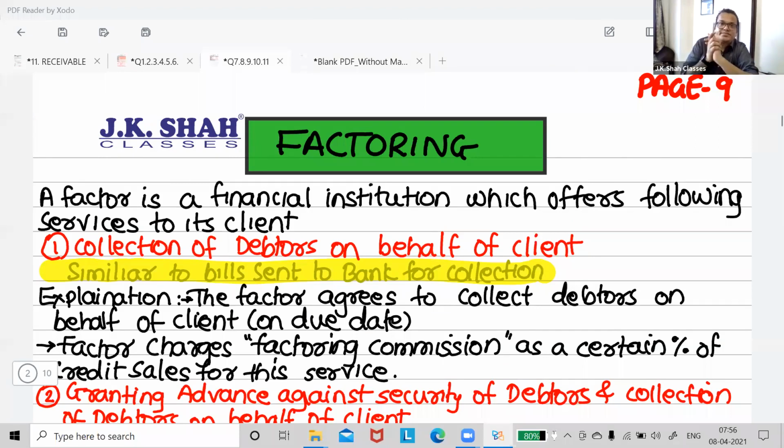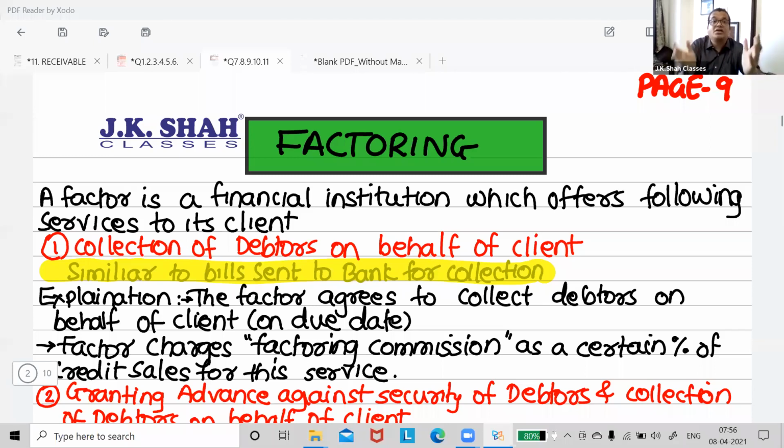Factoring. So who is a factor? A factor is a financial institution which offers the following services to the client. Number one, collection of debtors on behalf of client. Same thing, guys. Just recollect bills sent to bank for collection. Instead of getting it converted into bills receivable, you directly hand over the list of debtors to your factor and you tell him, please collect. Same thing.